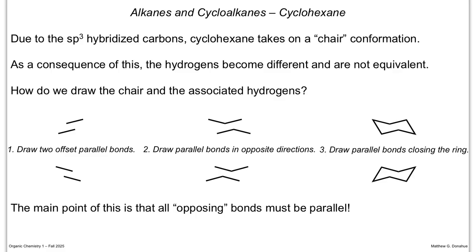So how do we draw a chair? You start off with kind of two offset parallel lines. The thing to remember is everything has to be parallel to something else. That's how you end up with the symmetric chair. So now I'm going to draw in this bond, which is parallel to that bond. And then finally, I'm just going to connect them. So that's called a chair.